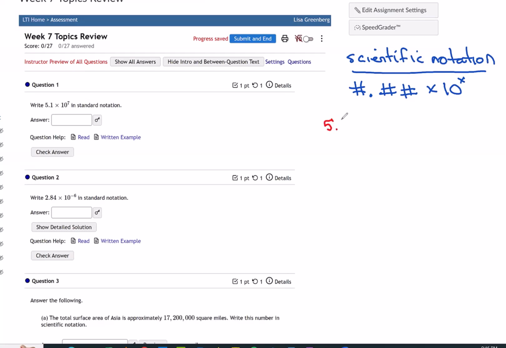5.1 times 10 to the seventh power. That is already in scientific notation. It's in the form that I just stated. What you want to do is first notice that we're multiplying by 10 times 10 times 10 times 10, 7 times. It's going to be a big number. 5.1 is going to get bigger.